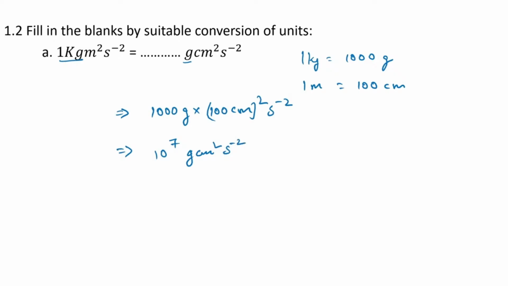So this is straightforward. Moving to the next question, we have: 1 meter equals how much light year? Here light year as well as meter both are units of distance. Light year is the distance covered by light in 1 year. So we will first calculate the distance covered by light in 1 year.